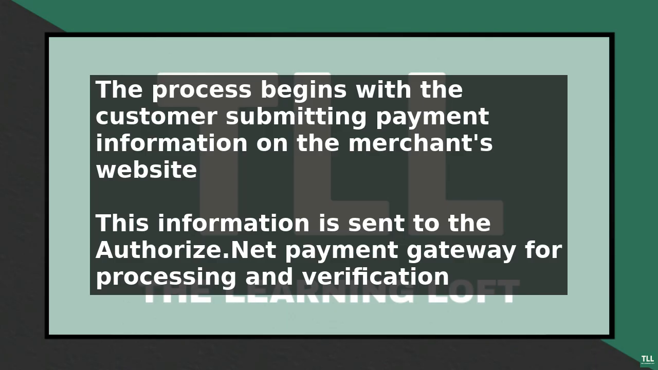The merchant sends a request to Authorize.net to verify the customer's credit card information and check if the funds are available. Authorize.net then sends this request to the customer's bank for verification. Once the bank verifies the customer's information, it sends a response back to Authorize.net, which then forwards it to the merchant. If the transaction is approved, the merchant receives an authorization code, which is used to complete the transaction.